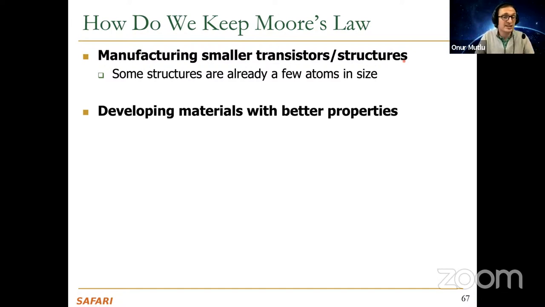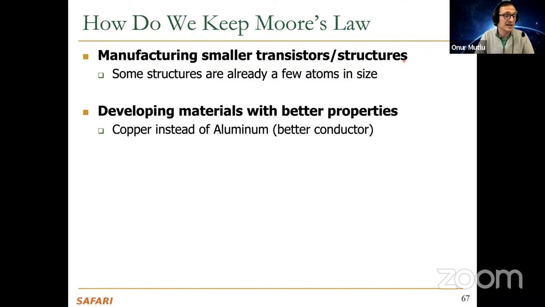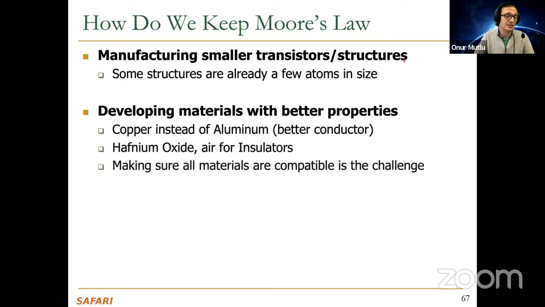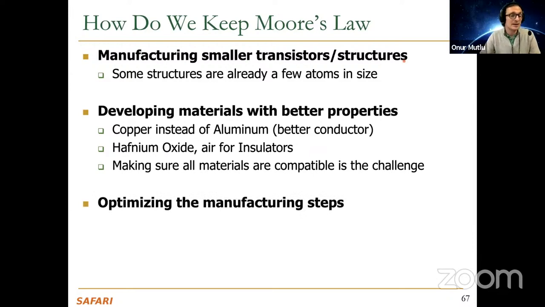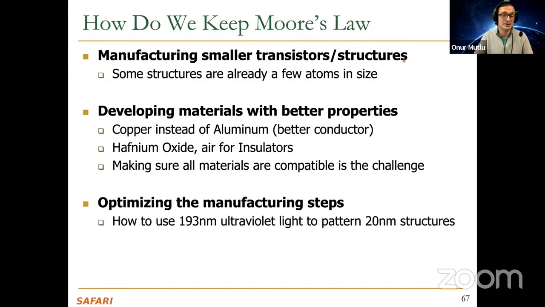You can develop better materials with better properties, for example. You can use copper instead of aluminum. People are today looking at carbon nanotubes, for example, as a more scalable way of designing structures. And that could be very interesting. And there are other things like this. Basically, you need to make sure all materials are compatible and reliable. Reliability is a huge concern with carbon nanotubes, for example. So who knows? You need to optimize the manufacturing steps.